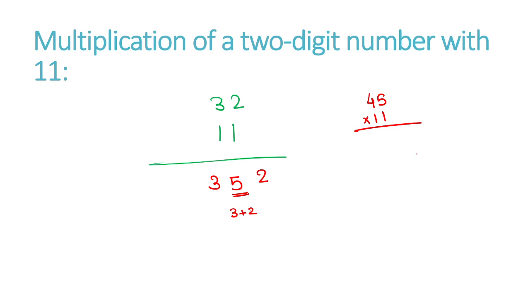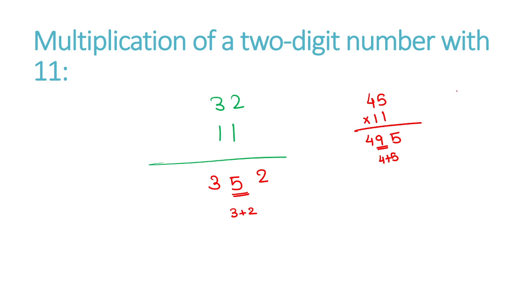If I ask 45 into 11, what is your answer? Yeah, it is going to be 495. And if you see, there is a wonderful pattern happening over here. The middle number is nothing but the sum of the other two numbers. Why is it happening? Because one of the numbers in the multiplication was 11, right? And this is not only happening in these two cases. It will happen for every case that you take.